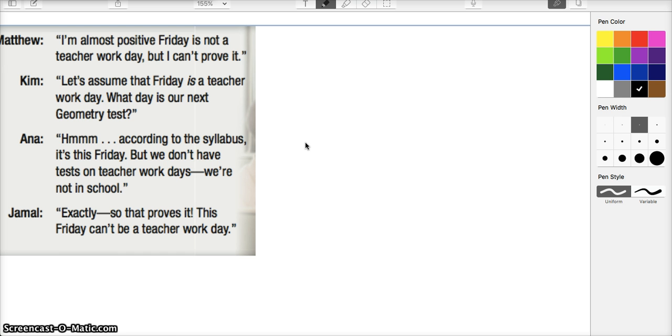I'm almost positive Friday is not a teacher workday, but I can't prove it. Let's assume that Friday is a teacher workday. What day is our geometry test? According to the syllabus, it's this Friday, but we don't have tests on teacher workdays. We're not in school. Exactly. So that proves it. This Friday can't be a teacher workday.